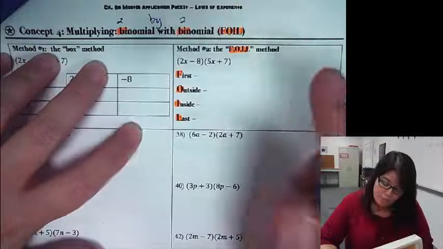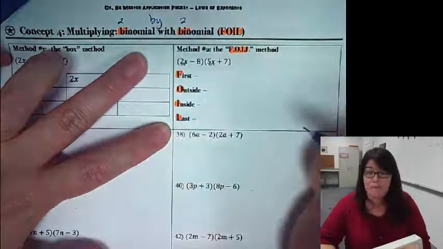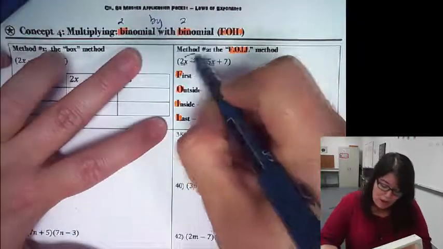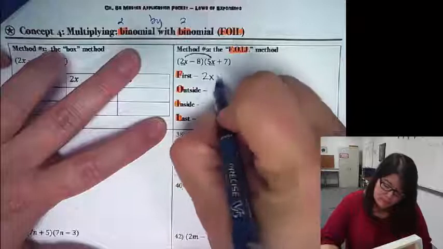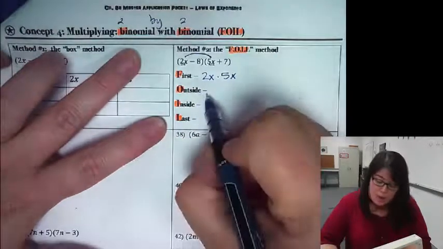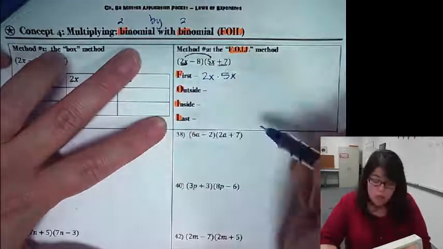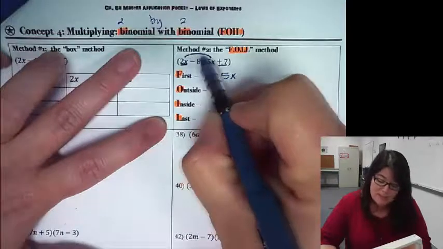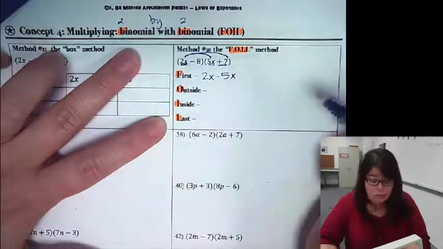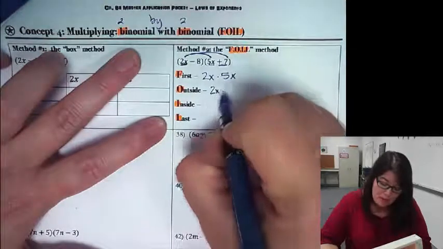works. First is this first term and this first term, because they're both the first thing in their parentheses. So we would do 2x times 5x. That would be first. Then outside would be the 2x on the outside and the plus 7 on the outside. So we would multiply 2x times plus 7. And if you notice, this is starting to look like distribution. We multiplied by the first thing and then the second thing. So 2x times positive 7.